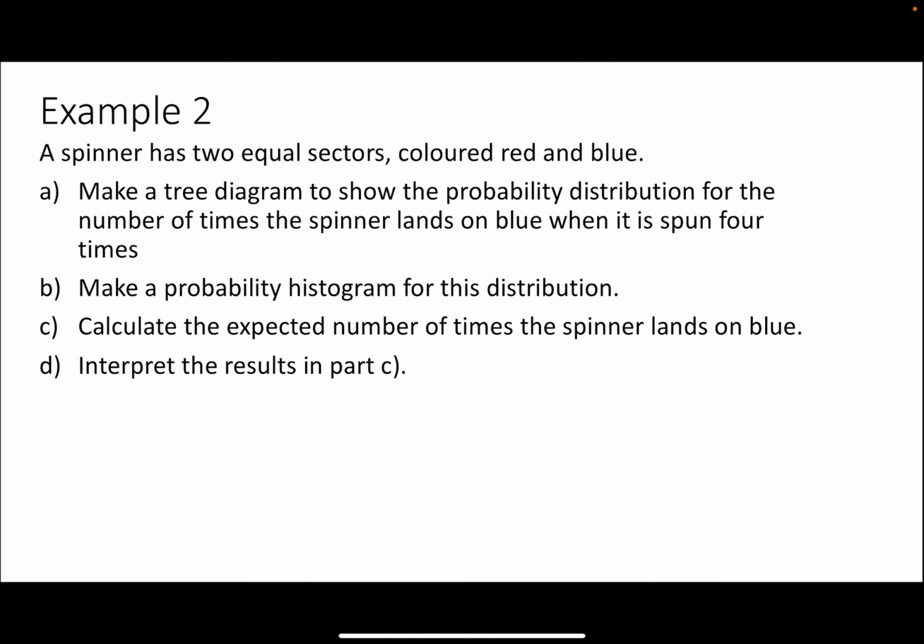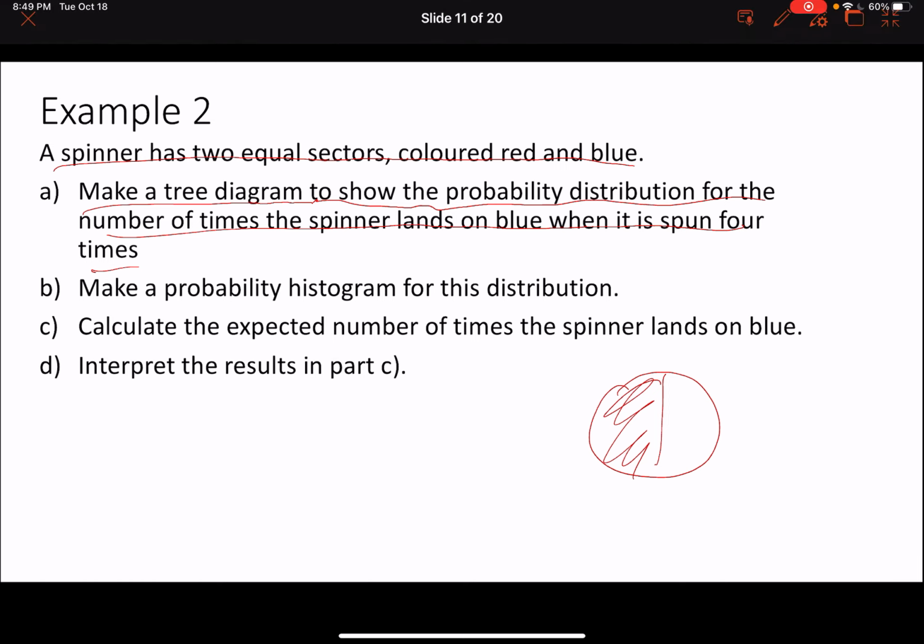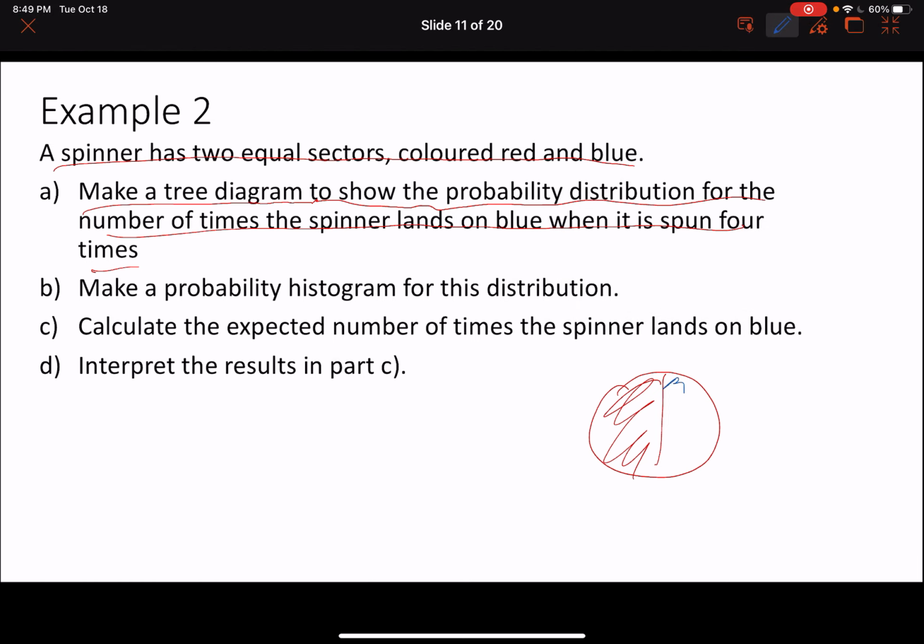And it's best to do examples. So if I have a spinner with two equal sectors colored red and blue, we're going to follow these steps. We're going to make a tree diagram to show the probability distribution for the number of times the spinner lands on blue when it's spun 4 times. I have red on this side and blue on the other side, and we're going to spin the spinner 4 times.